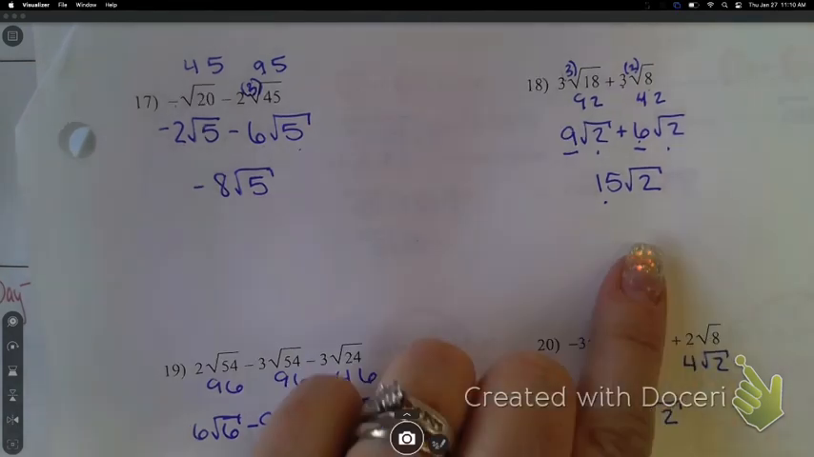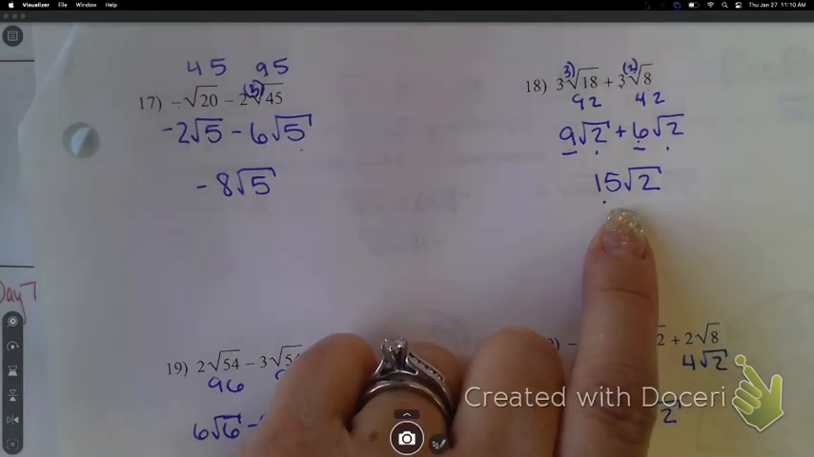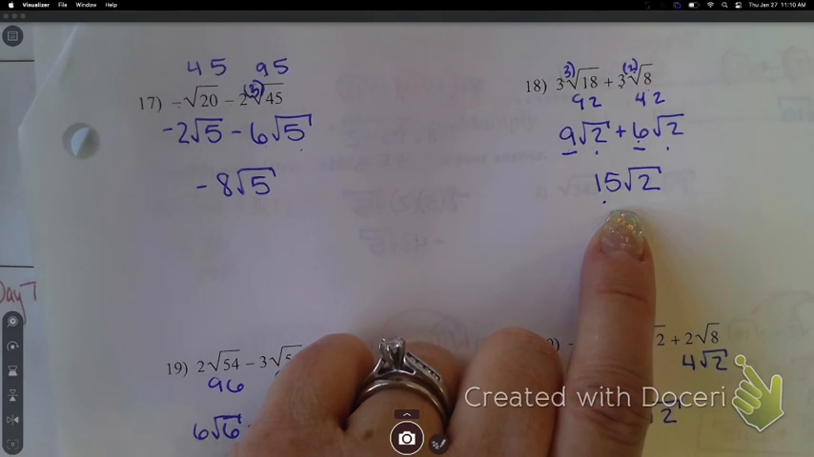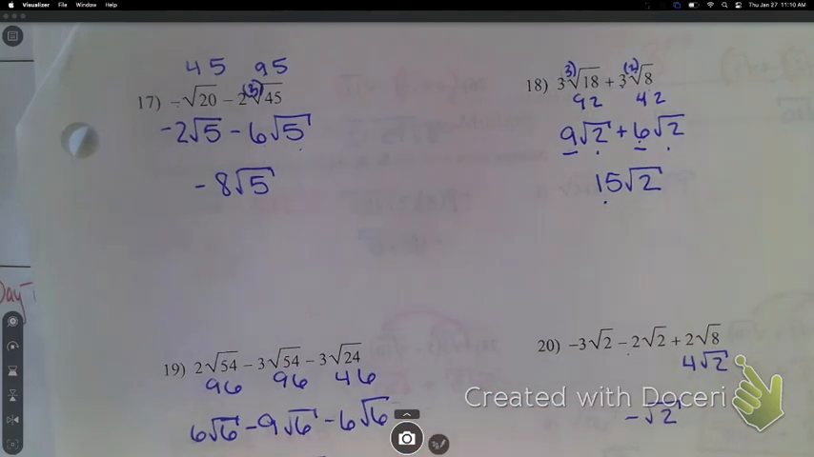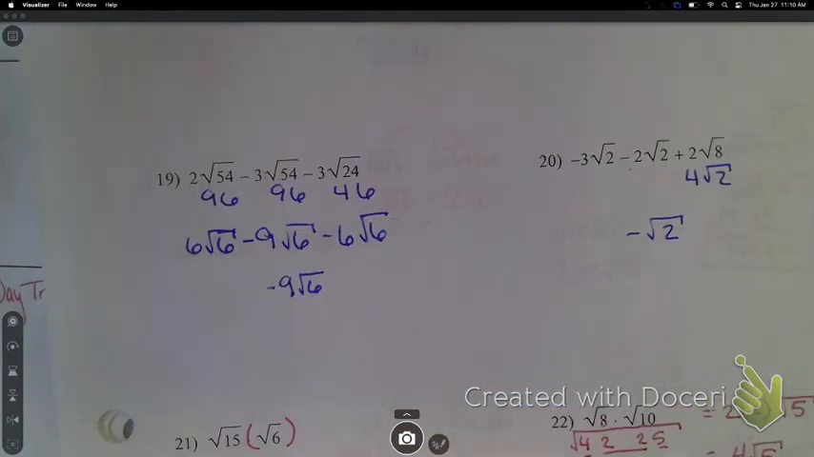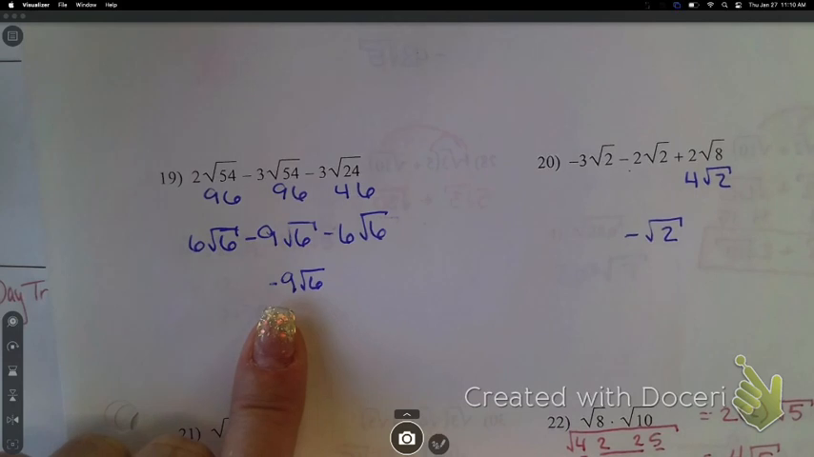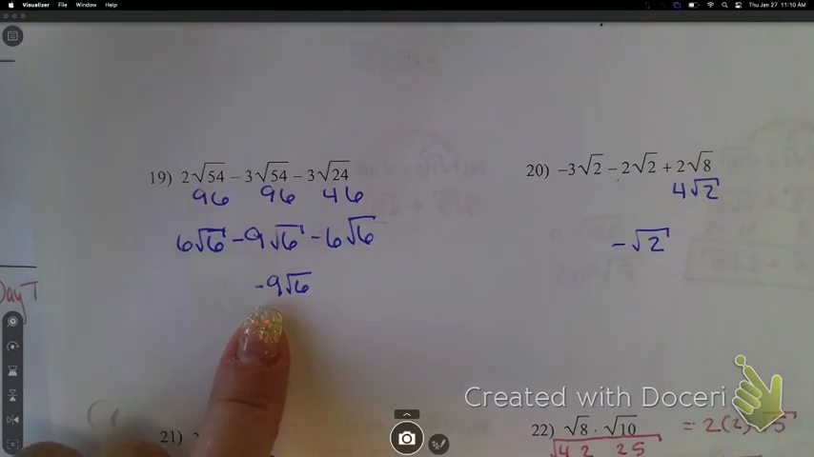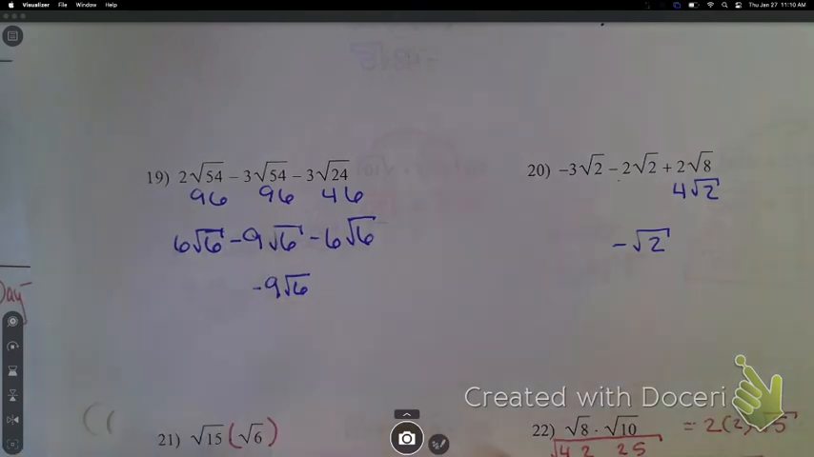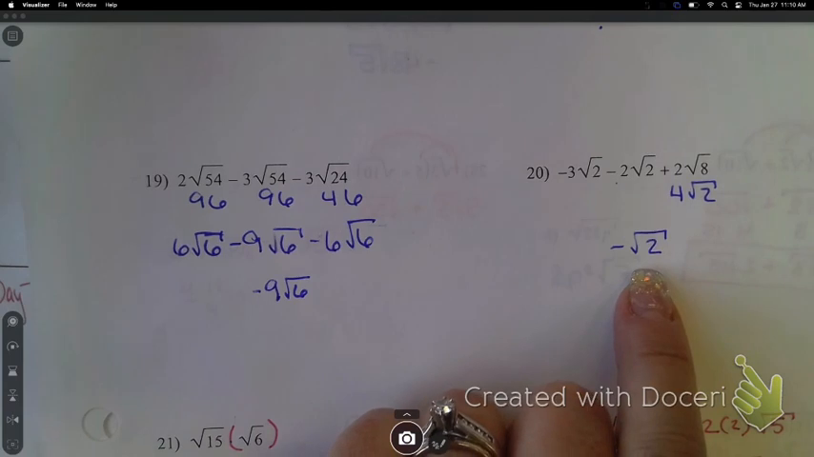Okay, 18. Did you guys get 15 square root of 2? We did 18 together? Sorry, 19. On 19, you should have negative 9 square root of 6. On 20, you should have negative square root of 2. Questions on those guys? 19, 20.